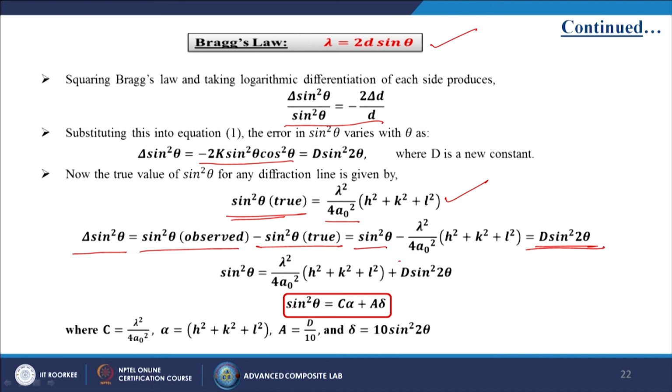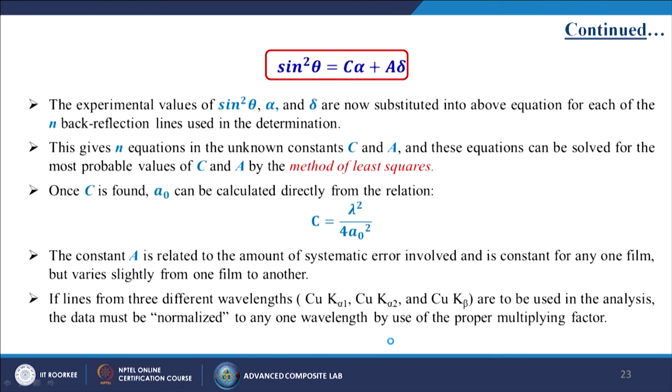That means sin square theta is equal to C alpha plus A delta, where C is lambda square by 4 a naught square, alpha is equal to h square plus k square plus l square, A is equal to D by 10, and delta is 10 sin square 2 theta. So, from the last equations we have sin square theta equal to C alpha plus A delta. The experimental values of sin square theta, alpha and delta are now substituted into the above equation for each of the n back reflection lines used in the determination itself.